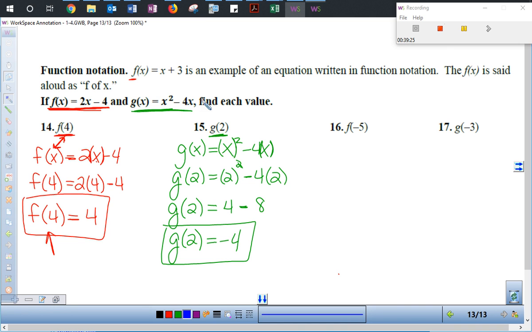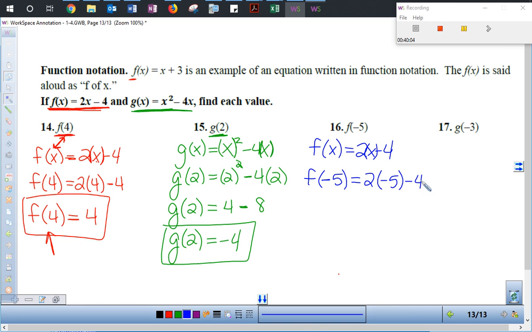That's all we're doing. So on number 16, f of negative 5, so that means I'm going to use this guy right here. So I'm going to bring down this f of x equals 2x minus 4. That's going to help me. Everywhere I have an x, I'm going to put parentheses around it, and I can substitute in. So f of negative 5 equals 2 times negative 5 minus 4.